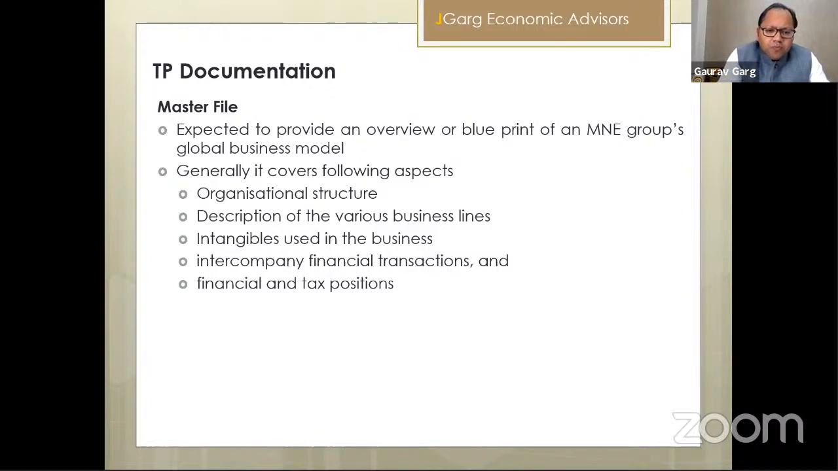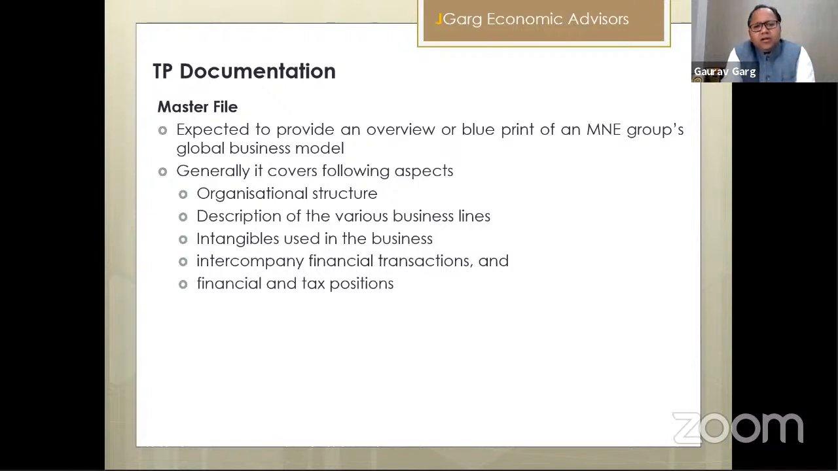When it comes to financial transactions, identifying the entity that provides the central financing function, and key lenders to the group. All this information needs to be compiled in a master file. Then the financial and tax positions: if the company has entered into a unilateral or multilateral APA, or any key rulings on the company, all that needs to be documented under the master file.